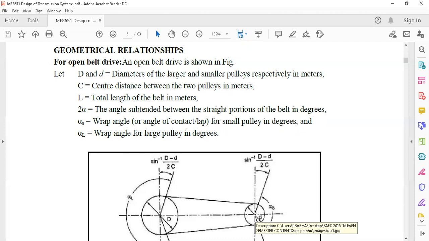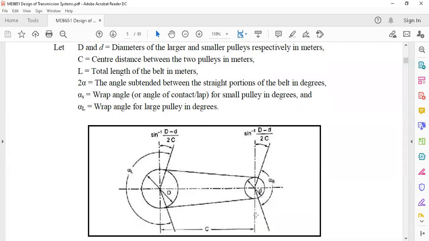Most of them are not remembering this, what is the center distance. Whenever I ask in classroom sessions, most of the students are not aware of what C is. C is the center distance between two gears or two pulleys. This is the center. If it is considered the radius, the total thing will be called the diameter.